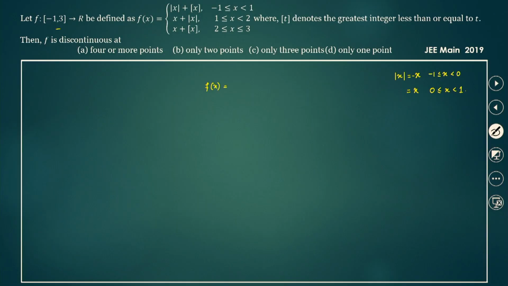Now, if that is true, my f(x) we can easily write down as: for minus 1 less than or equal to x less than 0, and for the second condition, 0 less than or equal to x less than 1. So these are the two definitions we need to calculate. First we have x minus x, here we have x plus x. Okay, now we have box x.